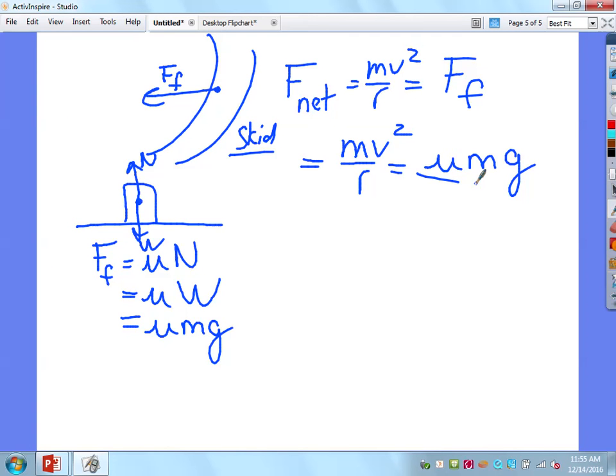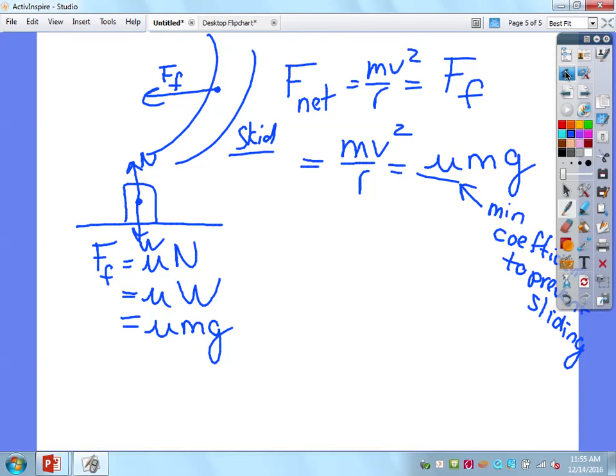What I'm about to solve for is the minimum mu that you need. This will be the minimum coefficient of friction to prevent sliding, to prevent skidding out. So let's see what I have here. I need to go back and get all my numbers.